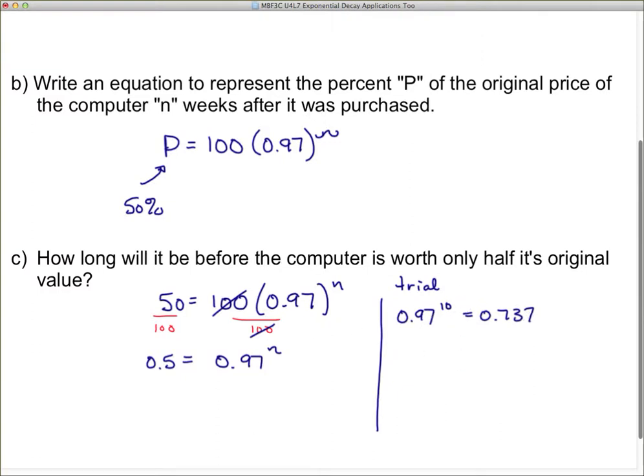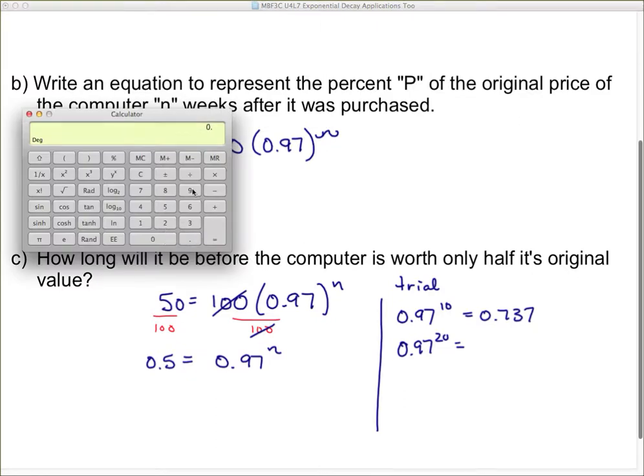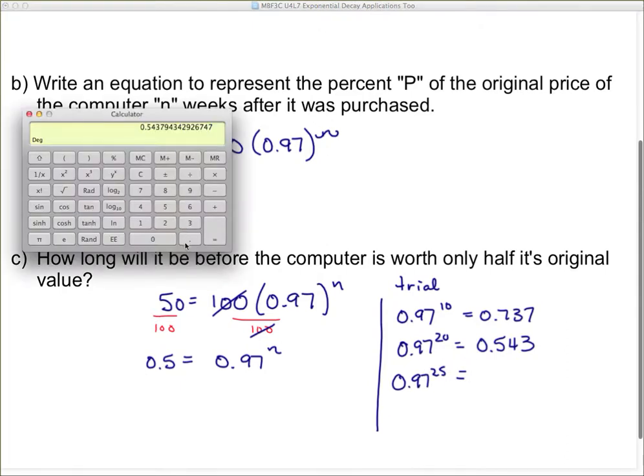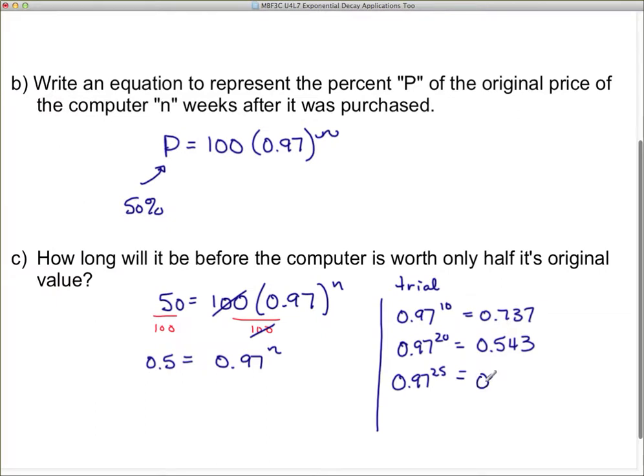What about 20? 0.97 to the 20. Let's see what that equals. 0.97 to the exponent 20 is 0.543. Okay, so we're getting closer. That's pretty close. What about 25? 0.97 to the 25 is 0.4669. Now I've gone too far.